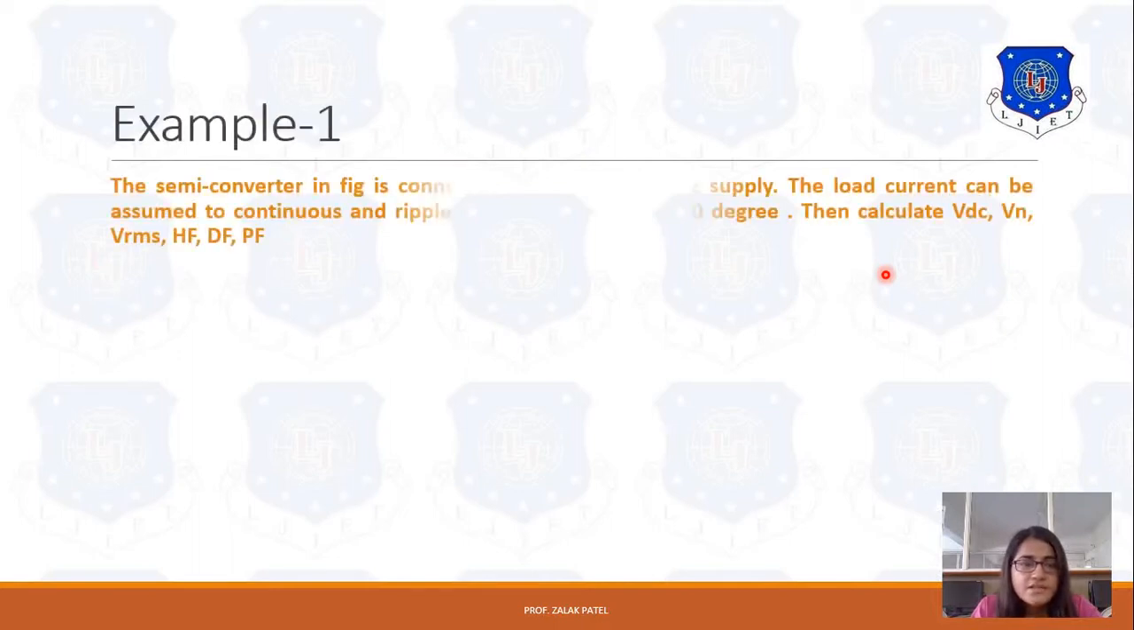Now let's take one example related to it. The semi-converter in the figure is connected to a 120 volt 60 Hz supply. The load current can be assumed to be continuous and ripple free.